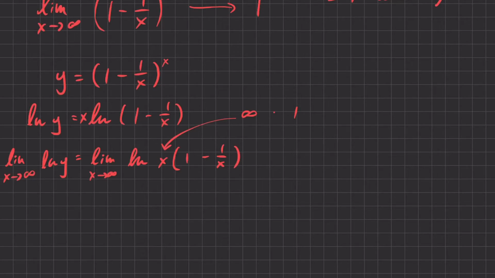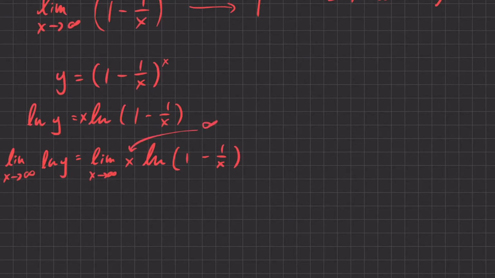Oh, no, sorry. Do you see what I did wrong here? Yeah, the x. I put the x in the wrong place. These should be in opposite places. I was a little confused about what was going on there. Okay, so let me just quickly adjust that. That should be x times the ln of 1 minus 1 over x. And that looks a little bit better because this is going to infinity.